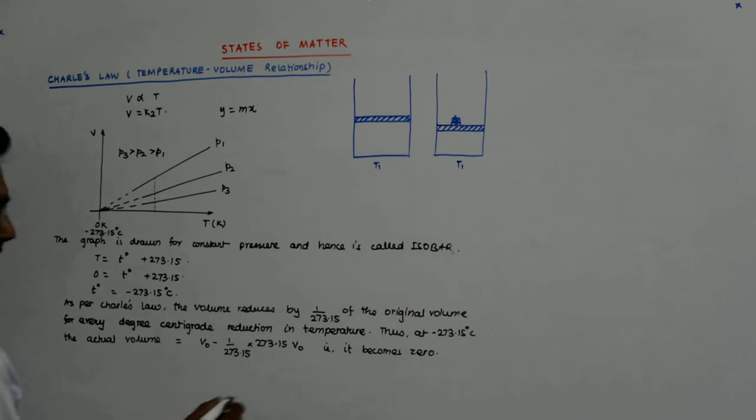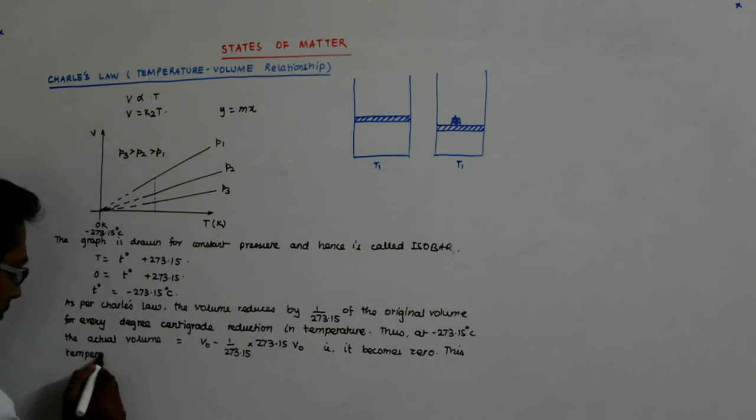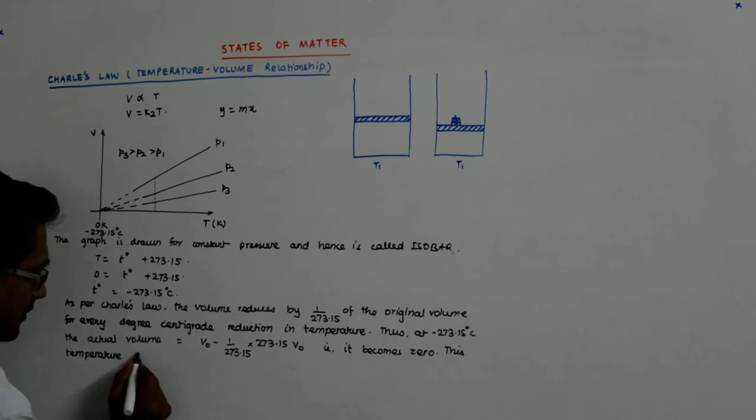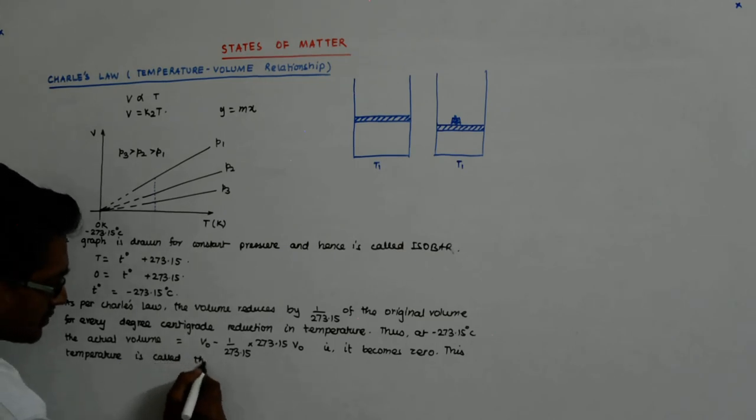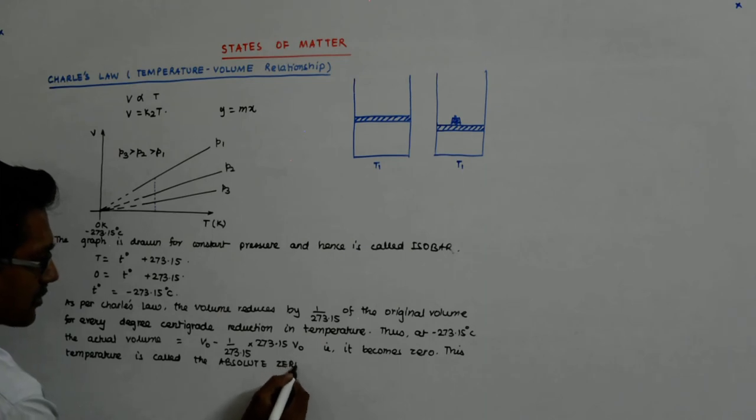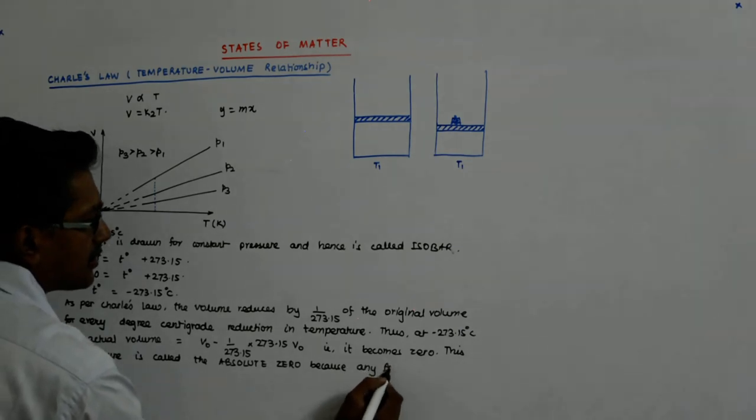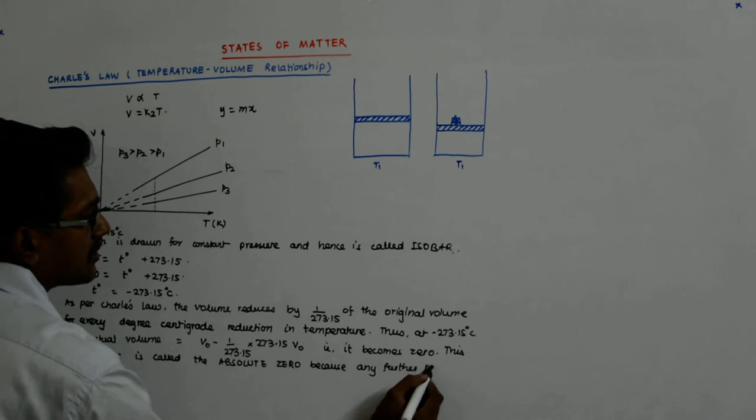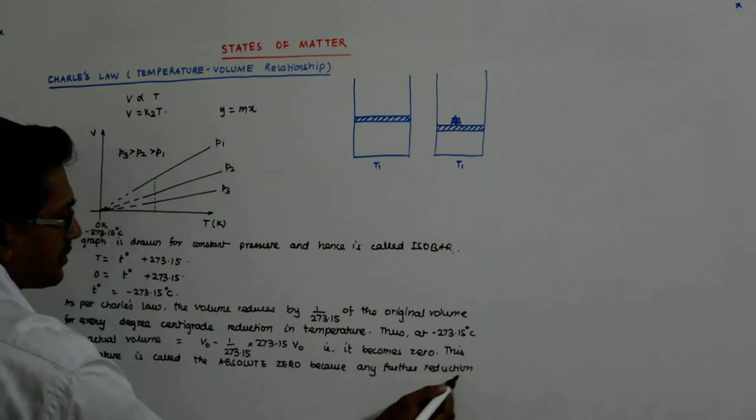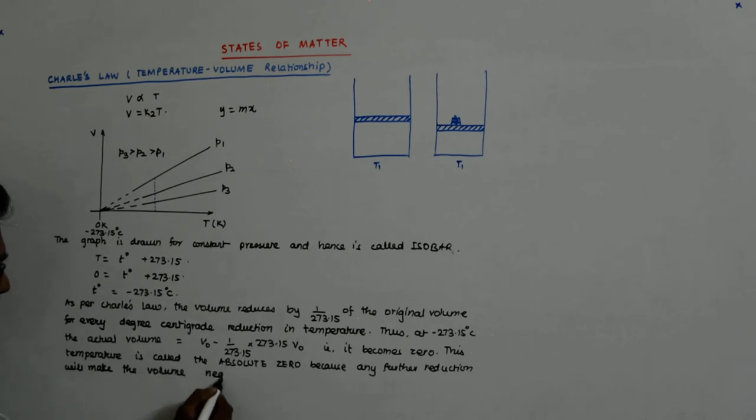Thus, that's why this temperature is called the absolute 0, because any further reduction will make the volume negative, which is not possible.